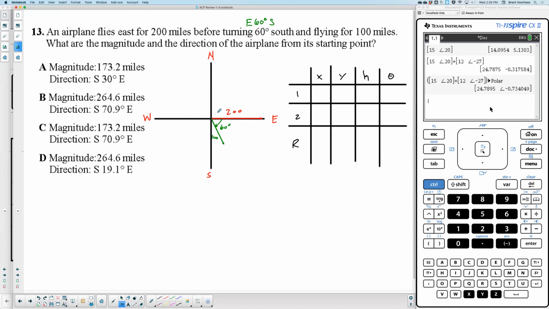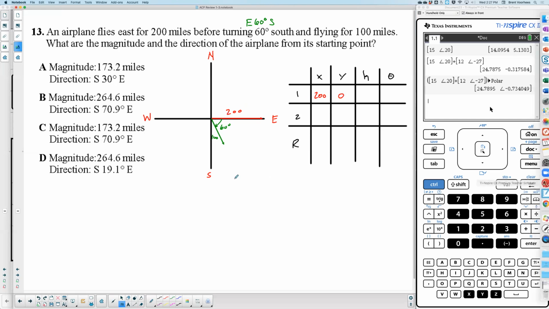200 here. Would we call this 200 an X, a Y, an H? What is that 200? Is it a horizontal X? Is it a vertical Y? Or is it a diagonal H? It's a horizontal X. It's flat, so I would put it in the X column. You could use it as an H with 0 degrees. I saw some students do that. That's fine. I think it's easier just to go X here. What's the Y value then? 0, because it's flat. Okay, that's vector 1.